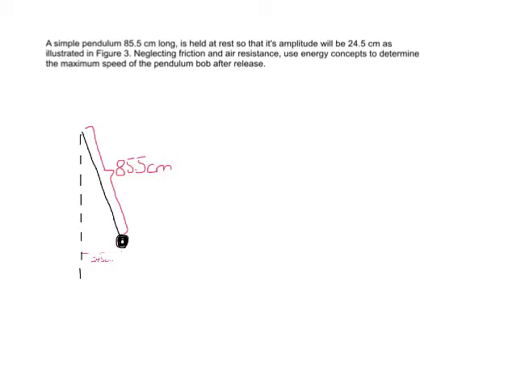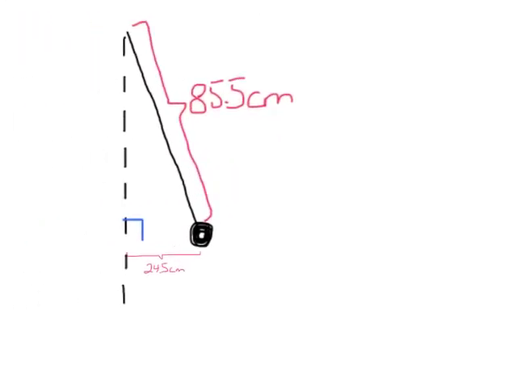I think most of you can see that we have a right angle triangle over here. If you want to find the length of this side, I think most of you can see that all we have to do is use the Pythagorean theorem. So we have the hypotenuse, 85.5 centimeters, and we have this side down here, 24.5 centimeters. By using the Pythagorean theorem, with a quick calculation, you end up with a value of about 81.9 centimeters. So 81.9 centimeters is that length.